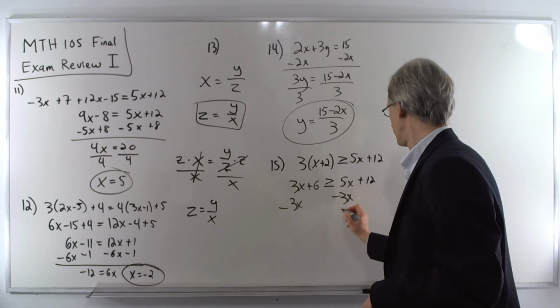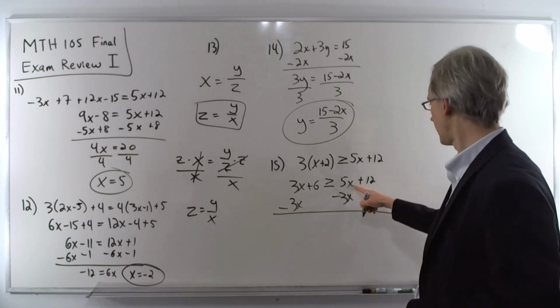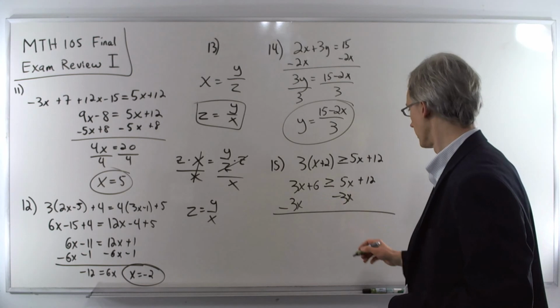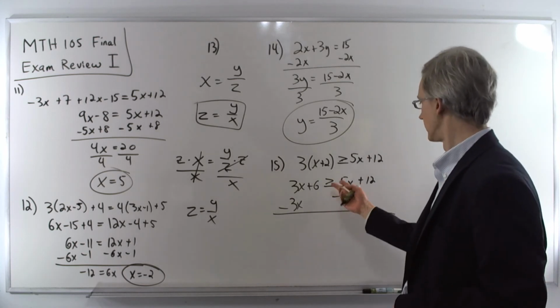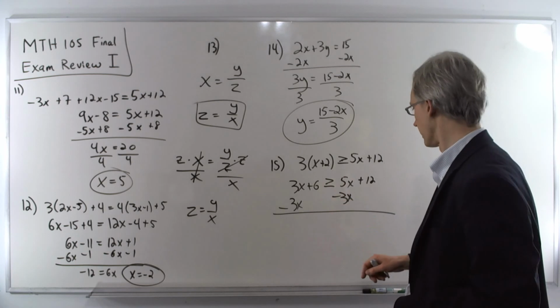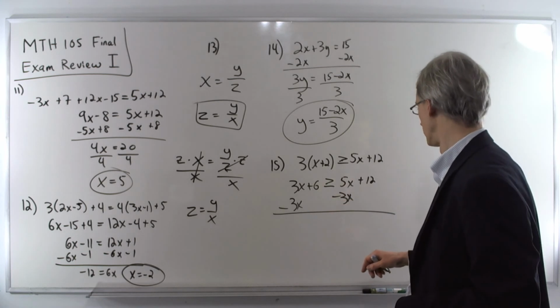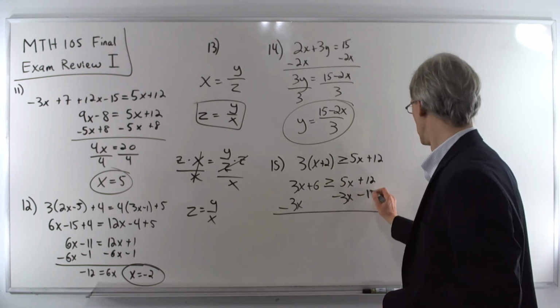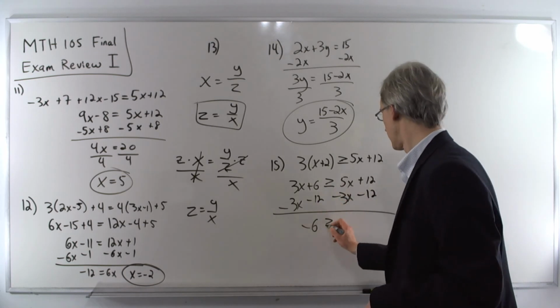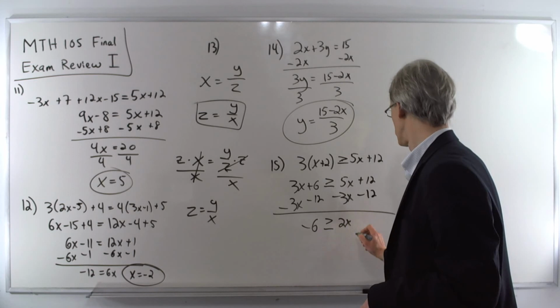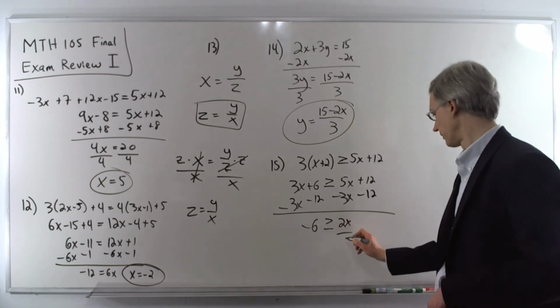Let's keep the x term positive by subtracting the smaller one. That will prevent us from having to remember to flip the direction on the inequality. So that gets the x's to the right, so I'm going to move the numbers to the left, get -6 on the left, and 2x on the right. I'll divide by 2.